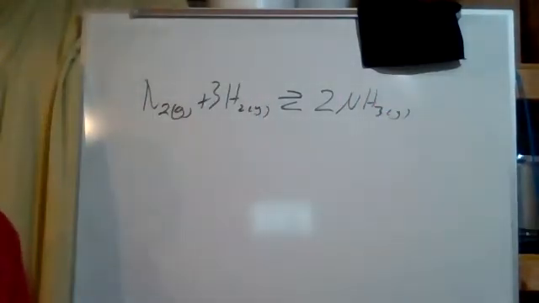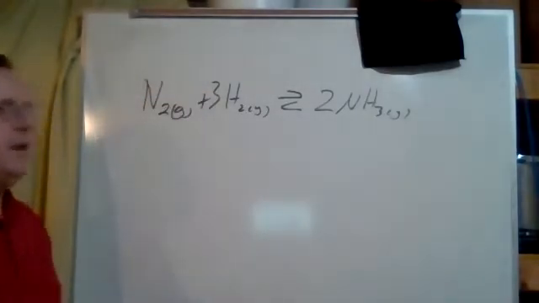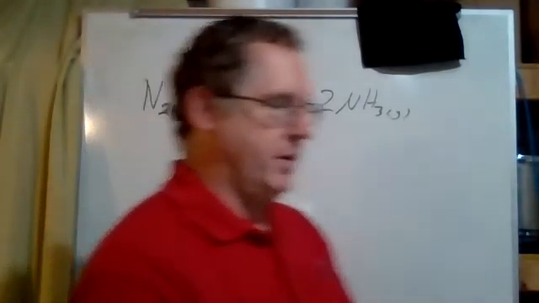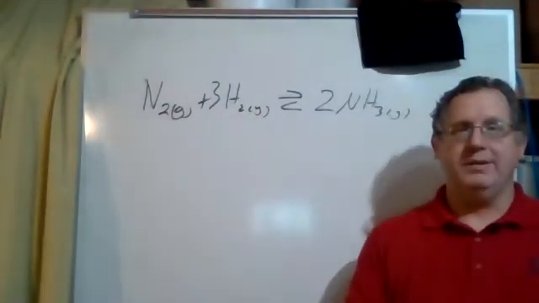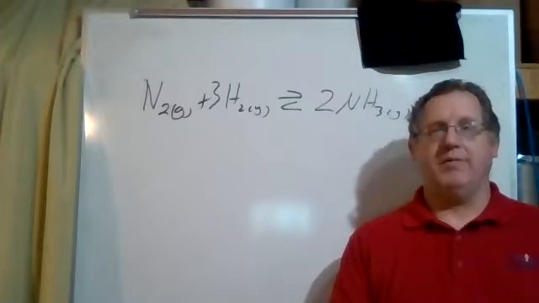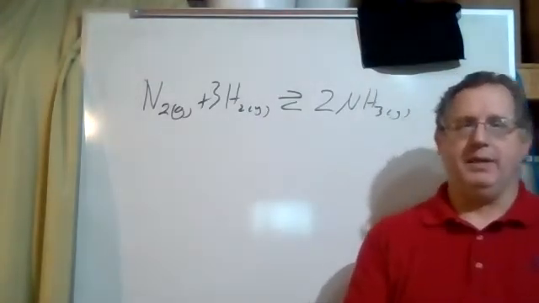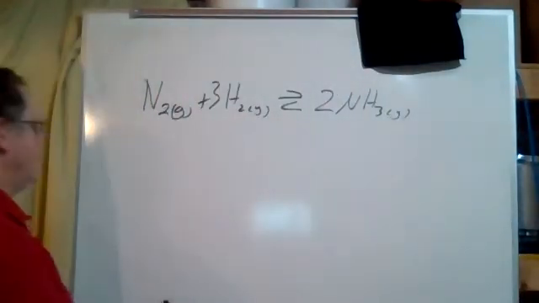Which is the formation of ammonia gas. Let me get my marker to work a little better here. So if I combine nitrogen and hydrogen, I get ammonia. Now, let's look at this stoichiometrically. If I take 1 liter of nitrogen, how many liters of ammonia am I going to get if I am at STP? Well, this one is kind of nice because I can use Avogadro's law.